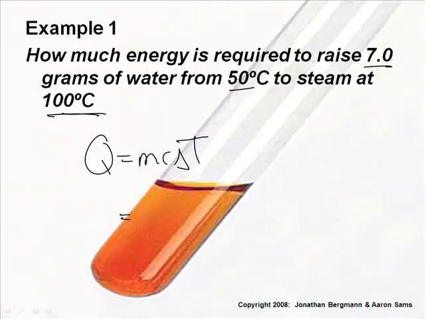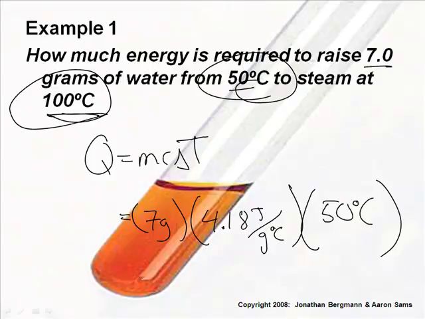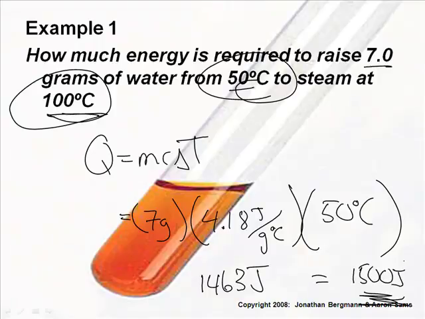This is 7 grams. c is the specific heat, and we've talked about this before, so I'm not going to belabor this. This is 4.18 joules per gram degree Celsius times the change in temperature from 50 degrees to 100 degrees. That is a 50 degree temperature change. And you get a total of 1463 joules, or 1500 joules. All right, not too bad.